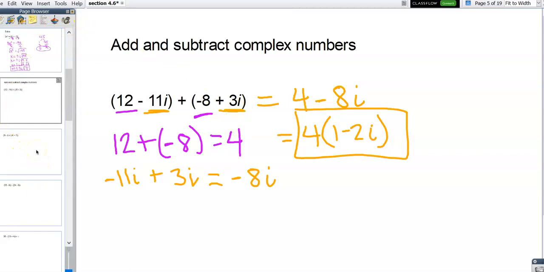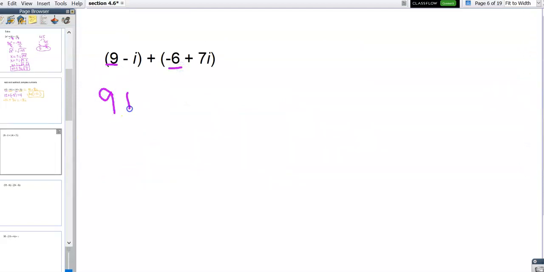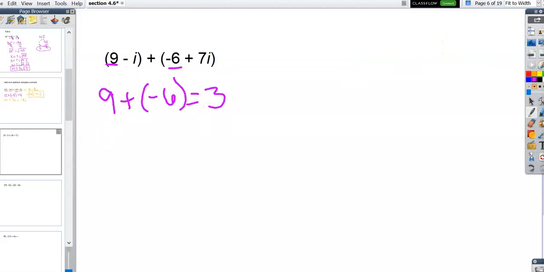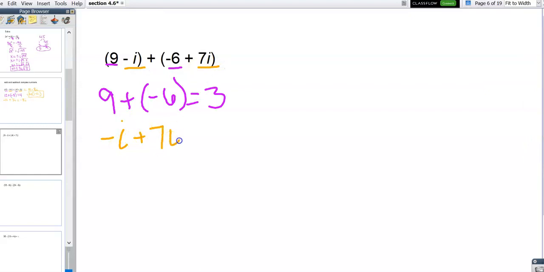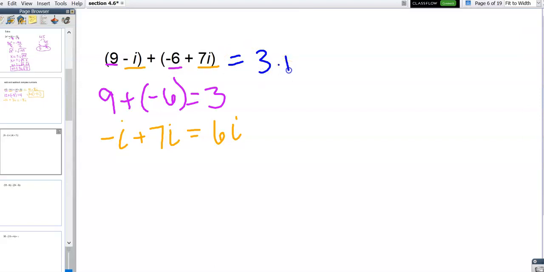Let's look at another example. Look for the rational numbers. Add them together. Look for the complex numbers. Add them together. And then simplify, or write the sum. And again, here you could factor out a 3 also.